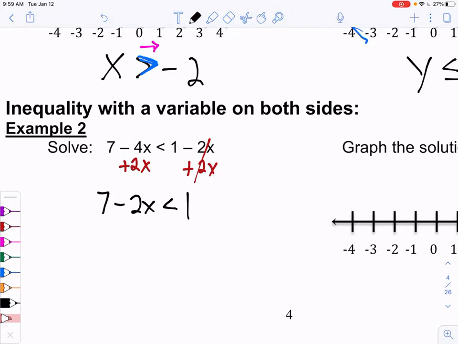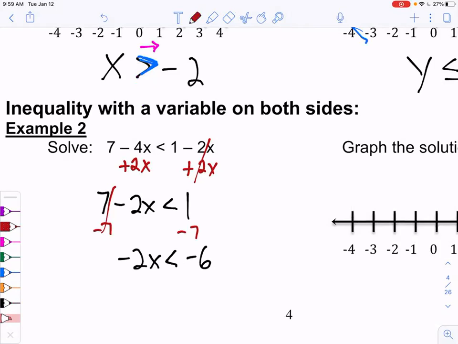Haley, what's my next step? What do you get when you subtract 7? Yeah. And Josh, did I need to change my sign here? Not yet. Not yet. That's only when you multiply or divide by a negative. He was trying to trick you, Josh. Not evil.